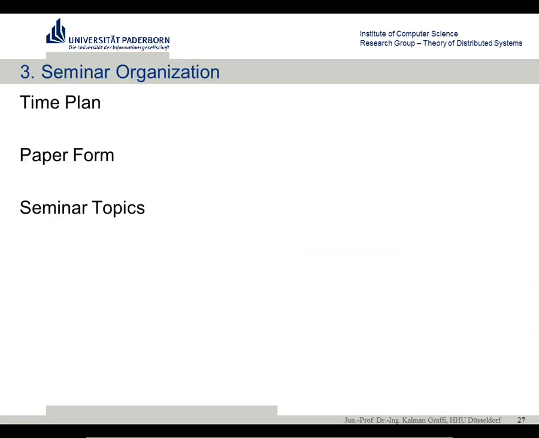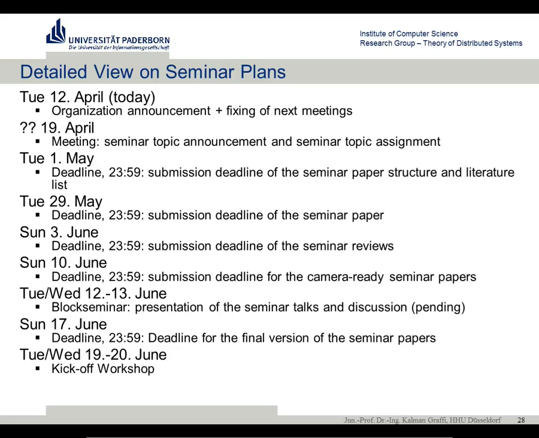Okay, what's the time? So, seminar organization. Good. So how will the next 3 months, or the next 2.5 months, be? Time plan, paper form, seminar topics. Okay, so this is the plan. Today, 12th of April: organization, announcement, fixing of the next meetings. Fixing is easy: next Friday, same time, same place.